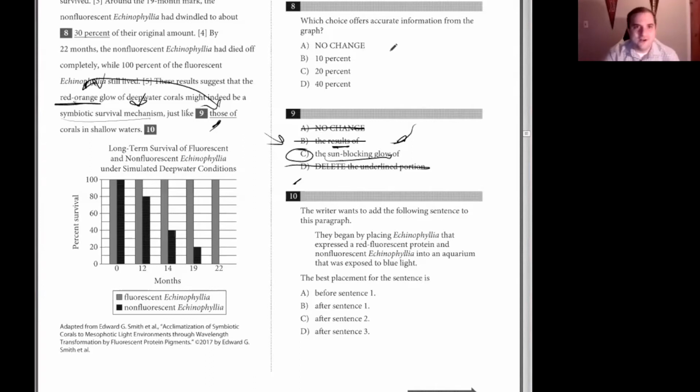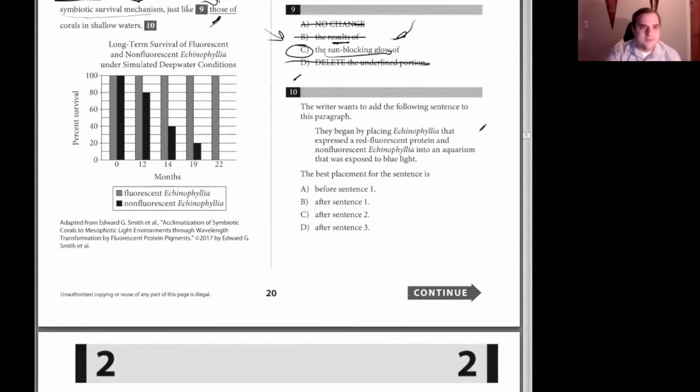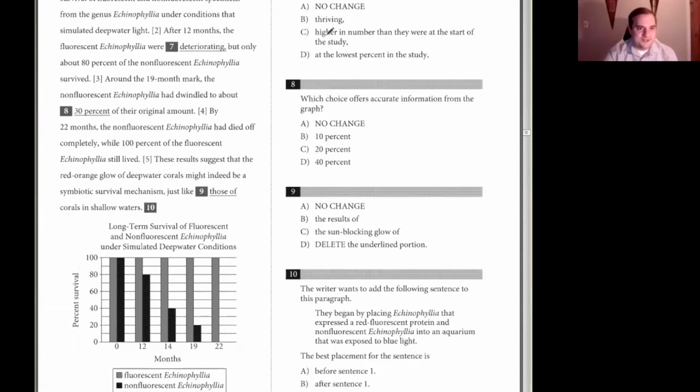Okay, moving right along. Number 10. The writer wants to add the following sentence to the paragraph. The best placement for the sentence. Okay, so sentence placement question. They began, all right, so they began by placing this thing that expressed a red green protein into an aquarium that was exposed through light.